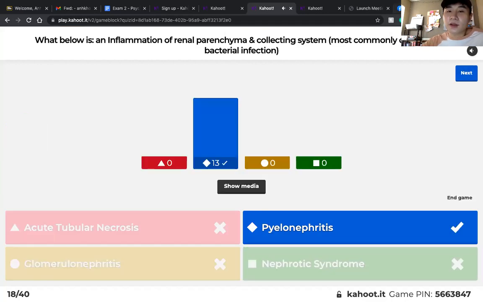All right, perfect. This is just the explanation from the book. But basically pyelonephritis is infection of the kidney.